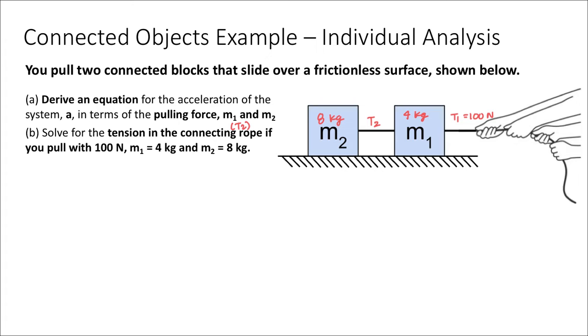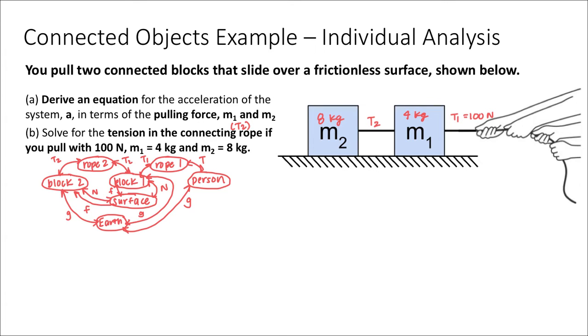An interaction diagram for this scenario would look like this. When drawing your interaction diagram, make sure you're showing two interactions between each block and the surface, the frictional interaction and the normal interaction. However, in this case, because we were told this is a frictionless surface, I will remove the frictional interaction between the surface and blocks 1 and 2. In this case as well, the rope tension between block 2 and block 1 is the same, so the tension in any rope is the same everywhere along that rope.